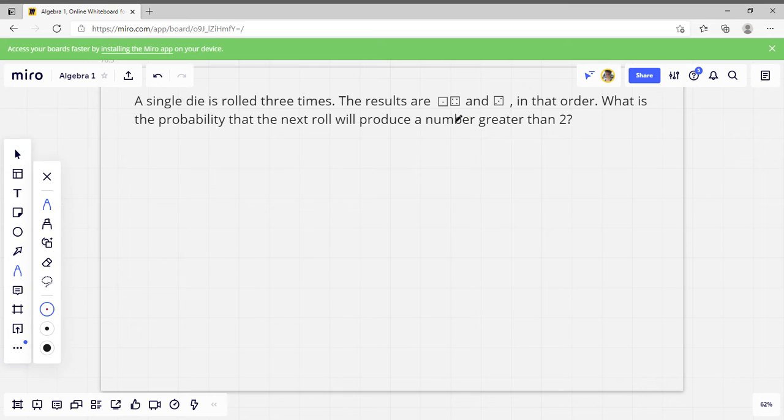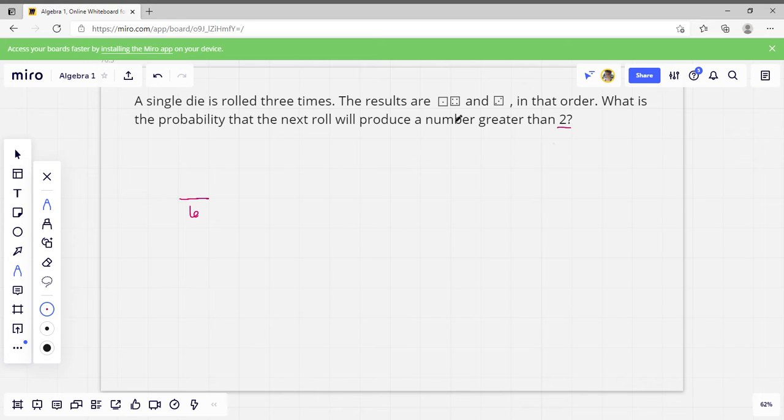All right, a single dice is rolled 3 times. The results are 1, 4, and 3 in that order. What is the probability that the next roll will produce a number greater than 2? Past events don't matter. We're only worried about this roll. On a 6-sided dice, you have 6 options. That's our total sample space. And we need a number greater than 2.